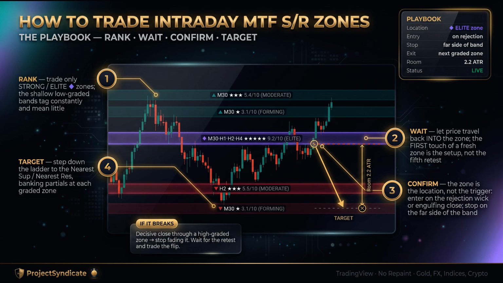Third, confirm. Enter on the reaction. Stop on the far side of the band. Fourth, target. The next opposing zone. A broken zone flips role, so trade the retest. Keep the rules on the right of the slide in view: react at the zone, or trade the break. Stop is far side of band, and exit is the next graded zone.